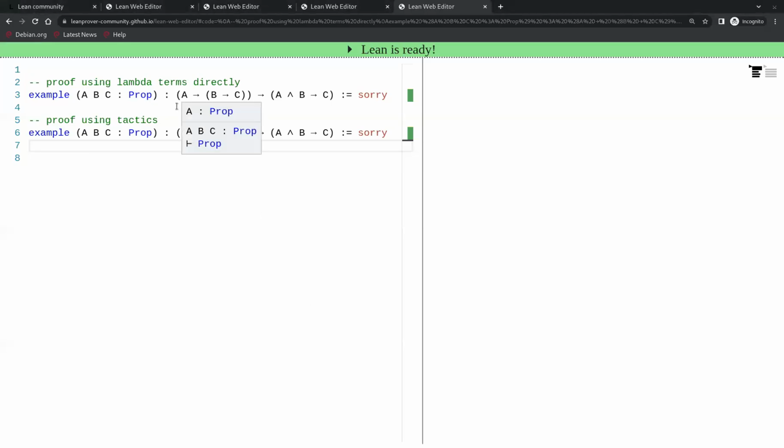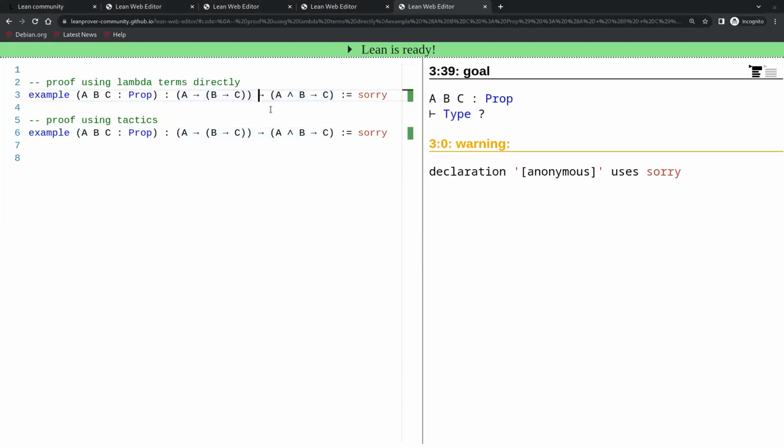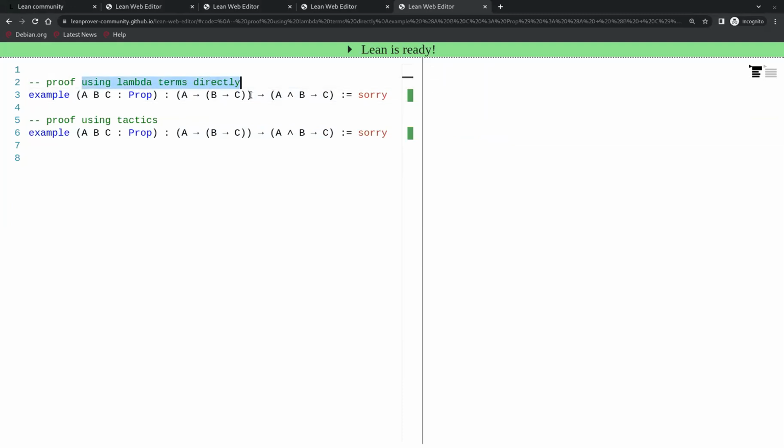In this video, I want to prove this formula: A implies B implies C implies A and B implies C. And I want to prove this twice, once using lambda terms directly and once using tactics in Lean.